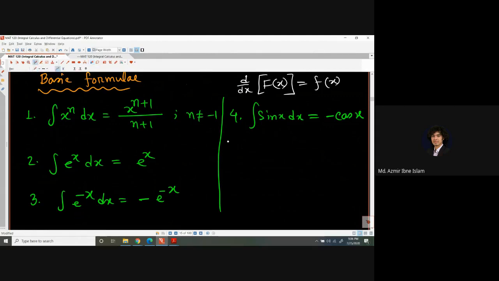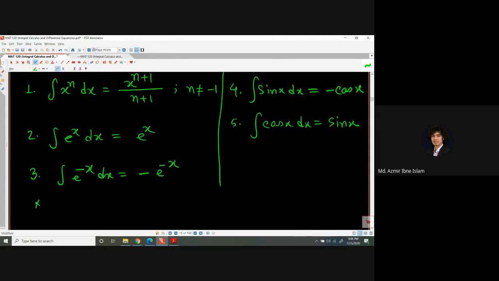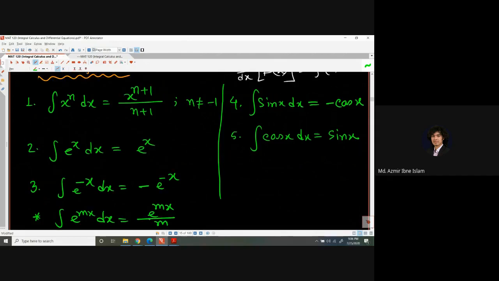Again, I am mentioning some other formulas. Integration of cosine x is equal to sine x. Or let's say the integration of e to the power mx dx is e to the power mx over m. Remember, since these are indefinite integrals, with no lower and upper limit, we add a constant, plus c. Is that okay?